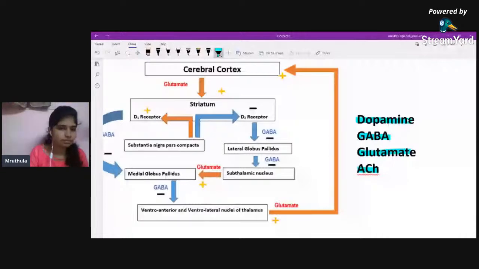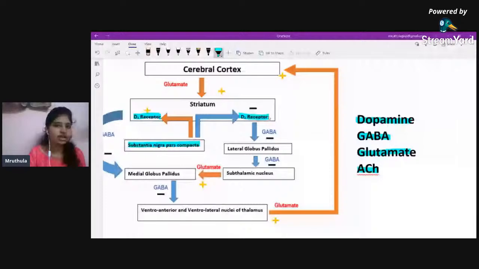Dopamine is released by which part? When you see the picture, you could see substantia nigra pars compacta. Don't focus much on this pars compacta, just see substantia nigra. Substantia nigra is sending some connection to the striatum, the blue color and orange color lines. They are sending their connection to D1, D2 receptors, which are nothing but dopamine receptors. They take up dopamine, which means substantia nigra releases dopamine, and this dopamine reaches the striatum. Hope you're clear with this point.